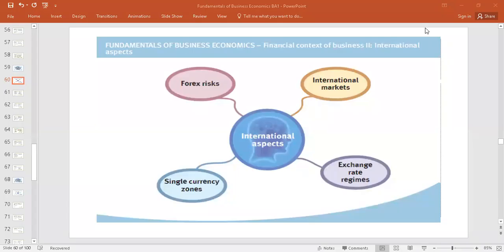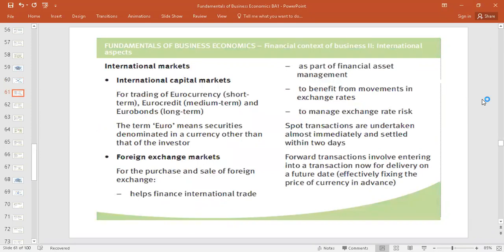Yesterday we started with this topic called international aspects. Under that, we looked into what are international markets. The financial instruments which are traded in the international market, depending on the time period, are categorized as euro currencies for short-term period, euro credit for medium term, and then euro bonds for long term.